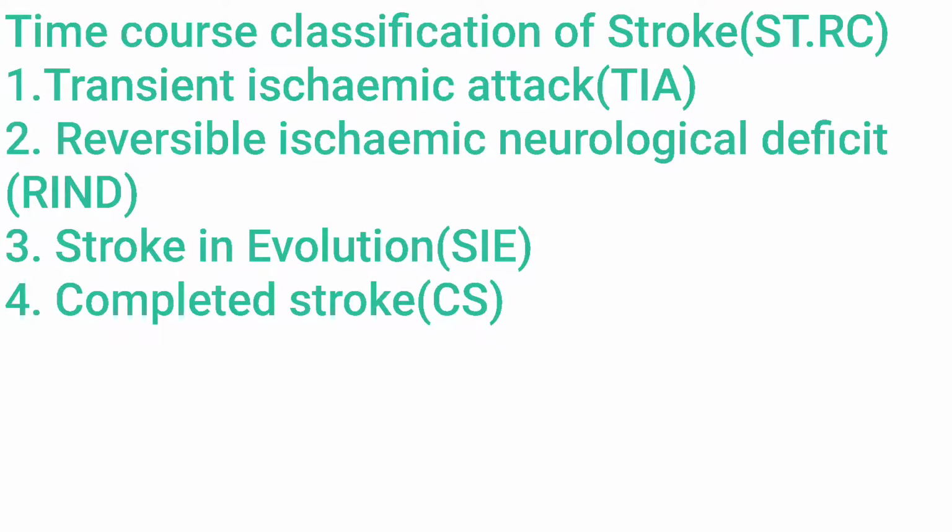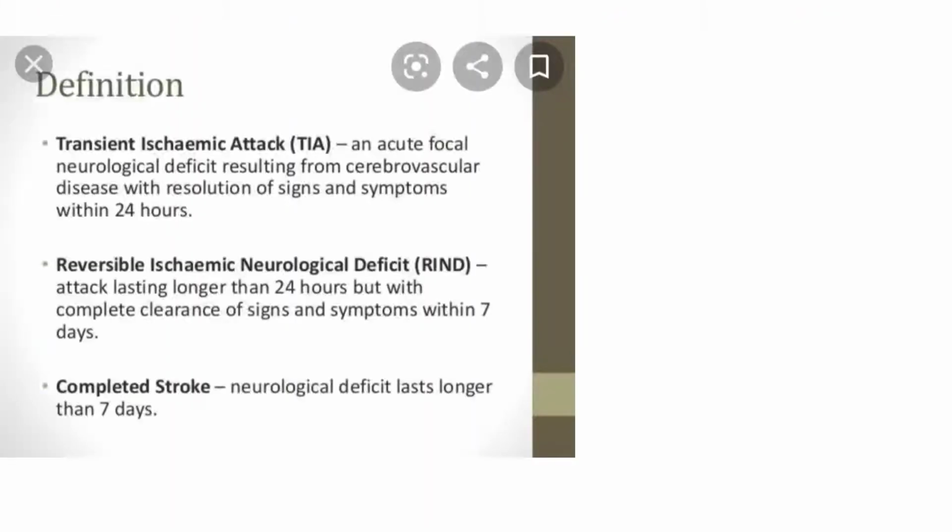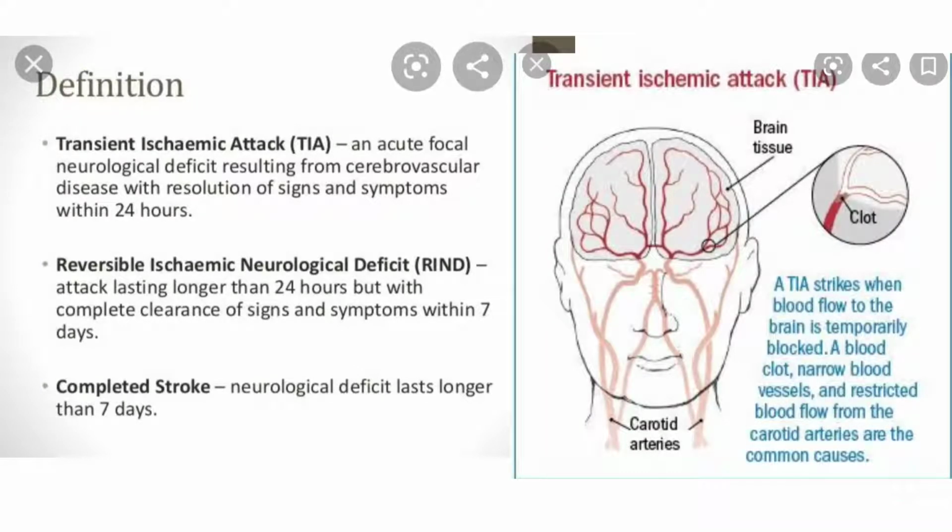Time course classification of stroke. We have transient ischemic attack, reversible ischemic neurological deficit, stroke in evolution, and completed stroke. Let's start with transient ischemic attack. Here, there is a temporary episode of neurological dysfunction manifested by sudden loss of motor, sensory, or visual function. This attack lasts for a few seconds or minutes, but doesn't exceed 24 hours. There is complete recovery between attacks.